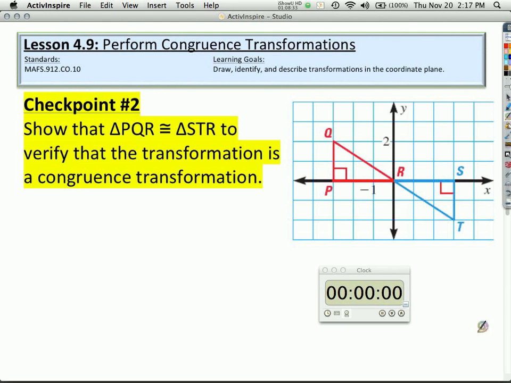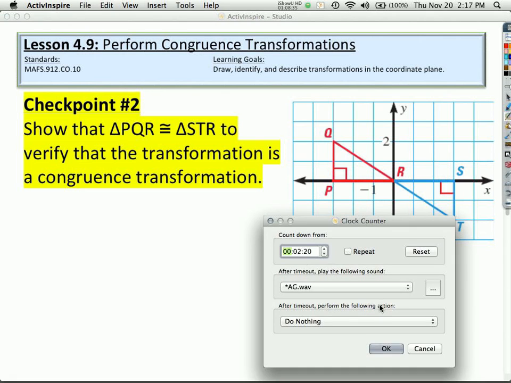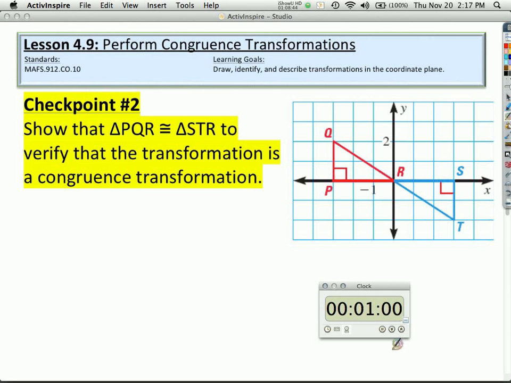All right, take a minute of team talk and see what your teammates came up with. And see if you can come to an agreement on how to prove the two triangles are congruent.